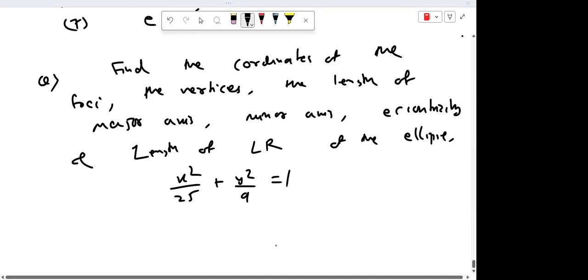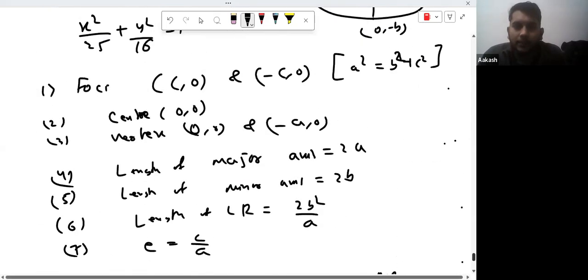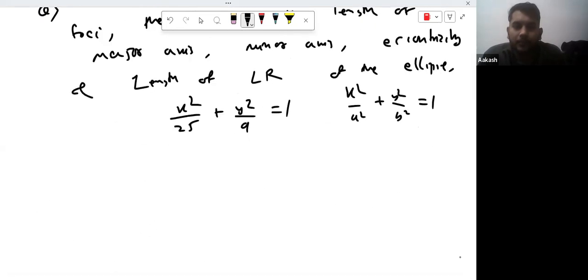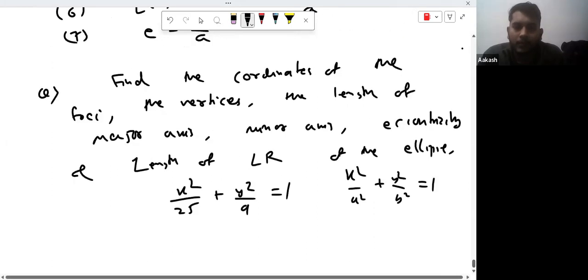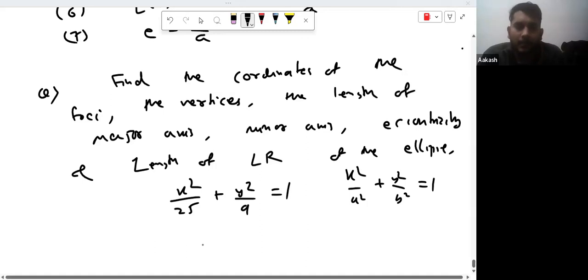All right, Lena, can you solve this? Just compare this with the equation x square by a square plus y square by b square equals 1. You will get the values of a and b, and before we wrote everything, right? Guys, can you solve this? Afaf, Rishita, Lena? We'll try, sir.